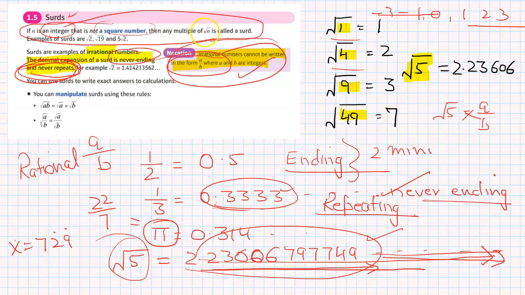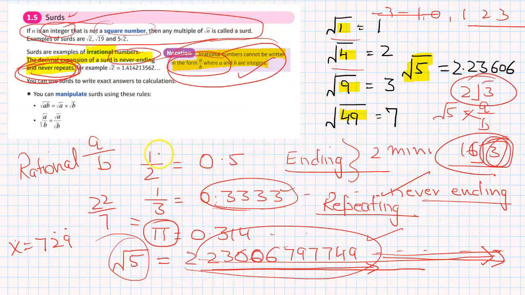Then any multiple of root n is called a surd. Any multiple means 2 root 3, 1 root 3, 16 root 3, whatever you write. And the condition of a surd is that they are irrational numbers. They cannot be written in the form of a over b. A rational number can be written in the form of a over b.